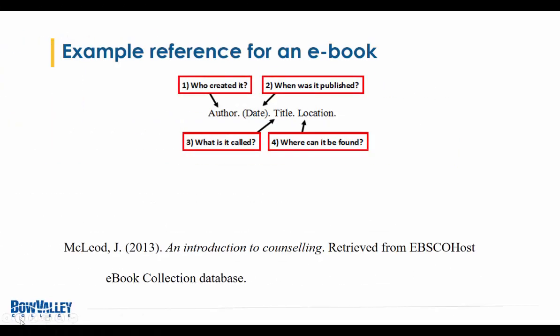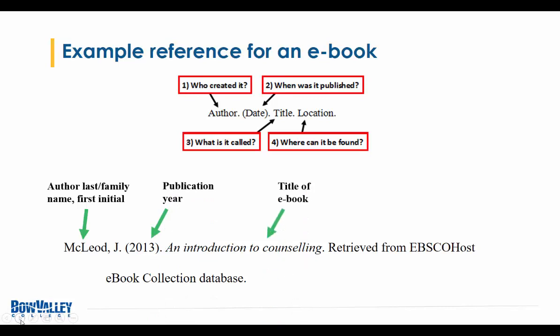Here is an example of a reference for an ebook from one of the library's databases. You can see it has 4 pieces of information that answer each of the questions above. First is the author, which is formatted with the last name first, a comma, and then the initial of the first name. Next is the publication year in brackets. Third is the title, which is written in italics according to the APA style rule for books. Lastly, there is a retrieval statement with the name of the database where the ebook can be found.